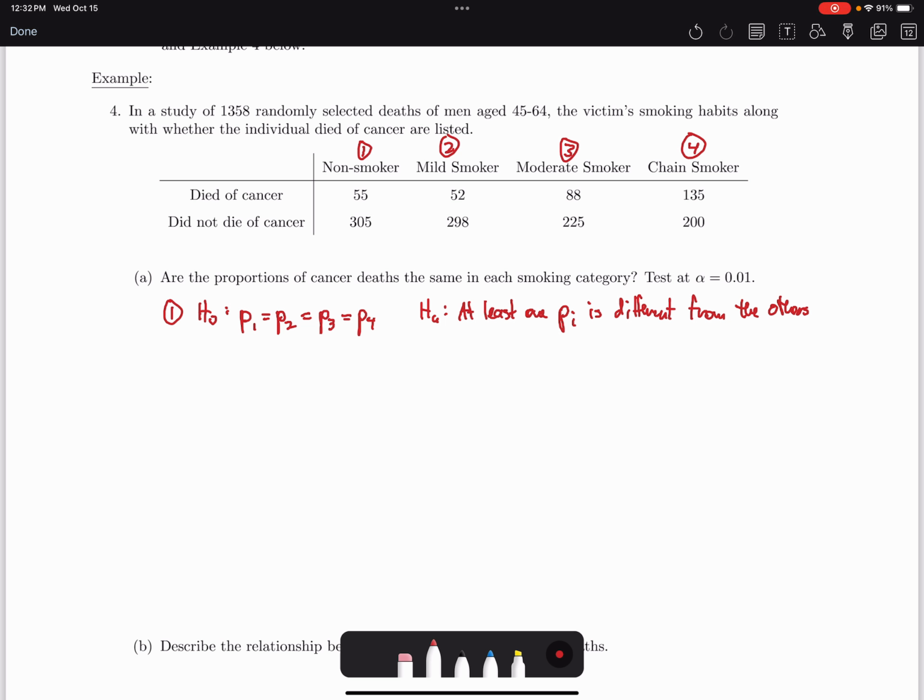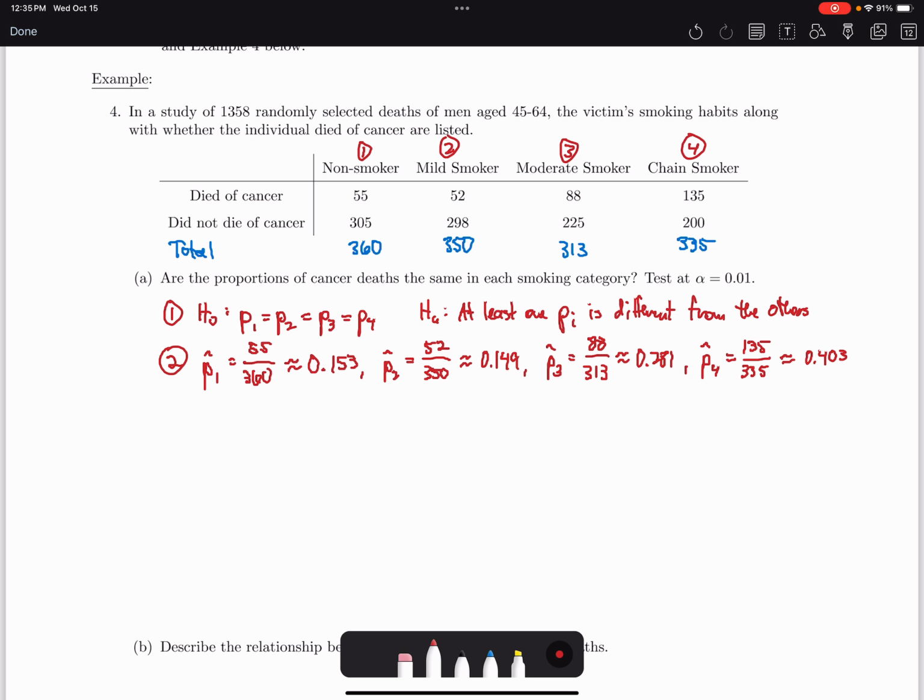Step 2 then would be to calculate the sample proportions. And so once again, I'll let you give the video a pause and see if you can calculate those sample proportions. Okay, here's what you should have for step 2, right? These are the sample proportions.